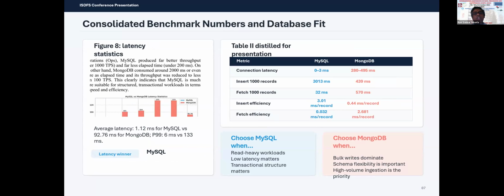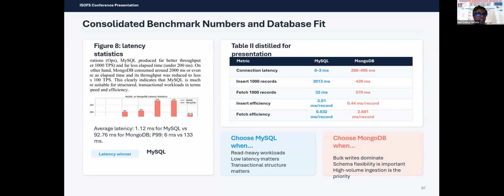On the other hand, MongoDB consumed around 2000 milliseconds or even more as elapsed time, and its throughput was reduced to less than 100 TPS. This clearly indicates that MySQL is much more suitable for structured transactional workloads in terms of speed and efficiency.